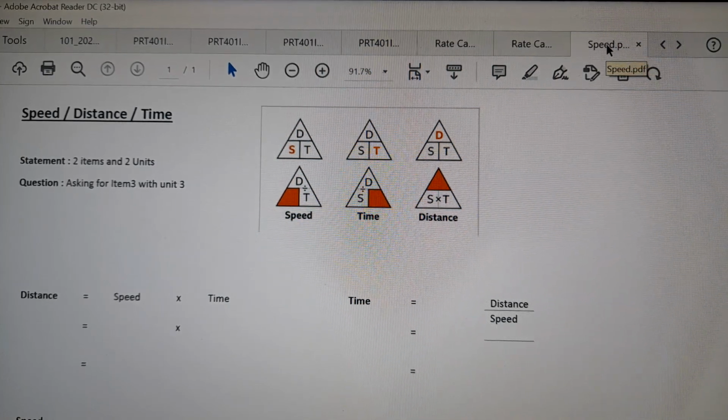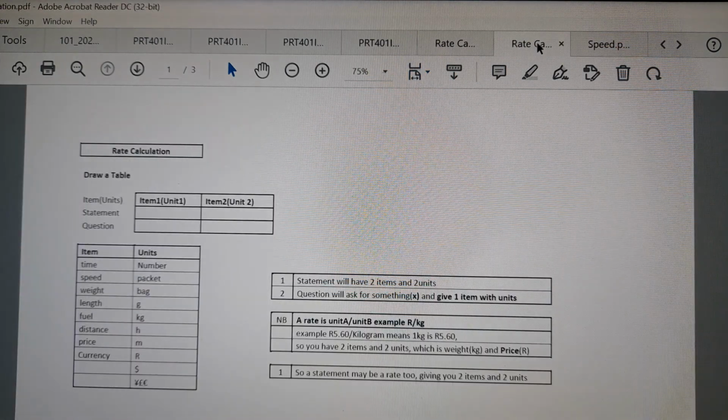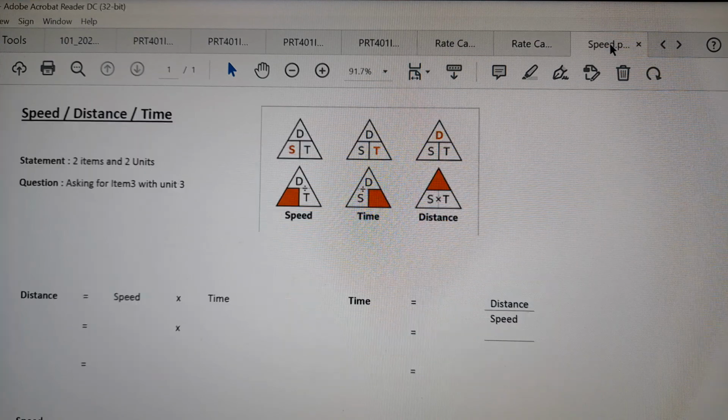Hello, this is just a quick revision on speed, distance, and time, and also a rate calculation. Okay, so I want you to be able to continue with your exercises, right? So we're going to start with speed, distance, and time. We have our triangle: distance, speed, and time.